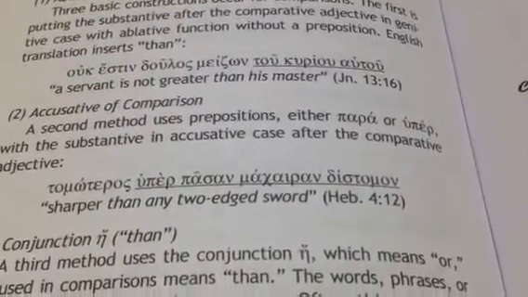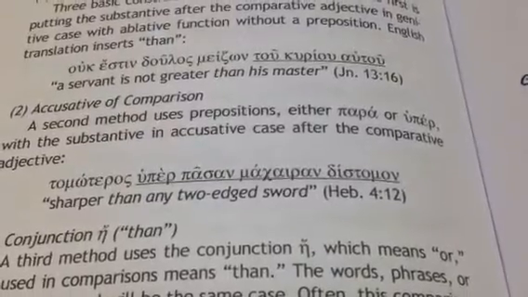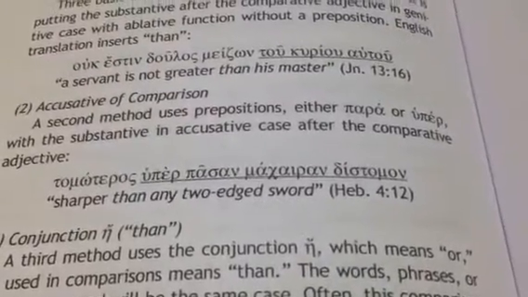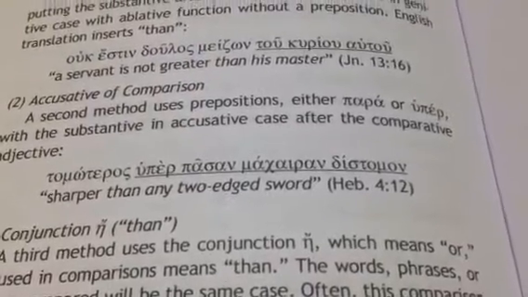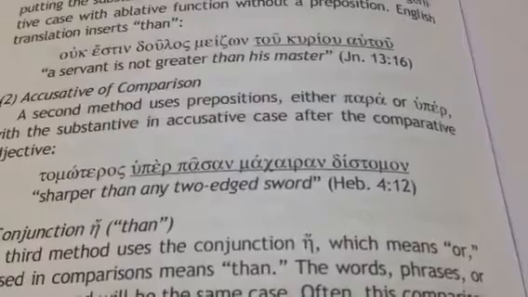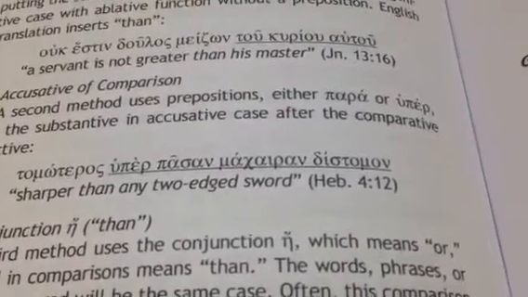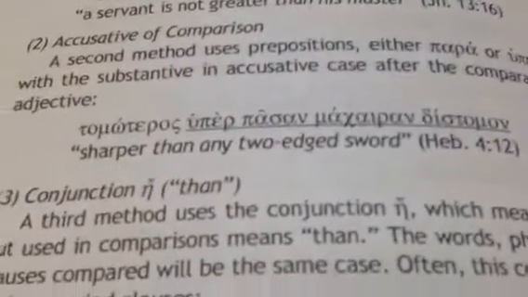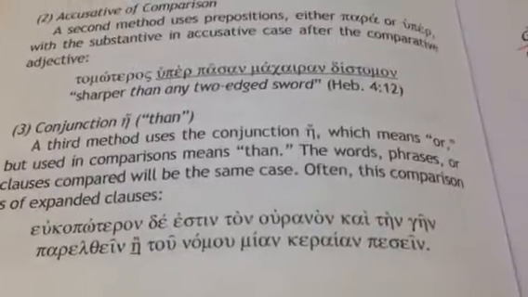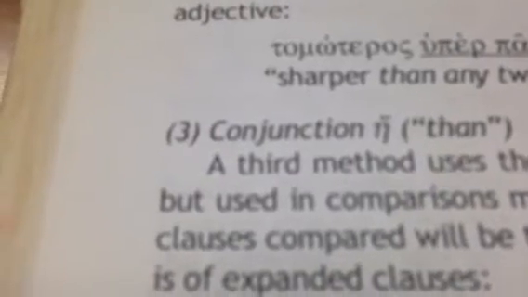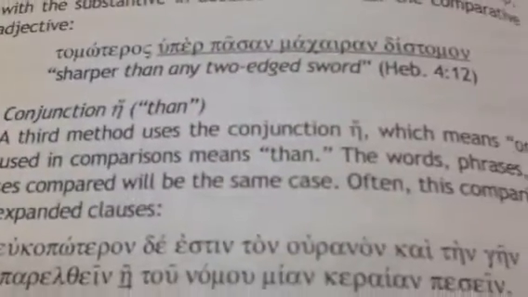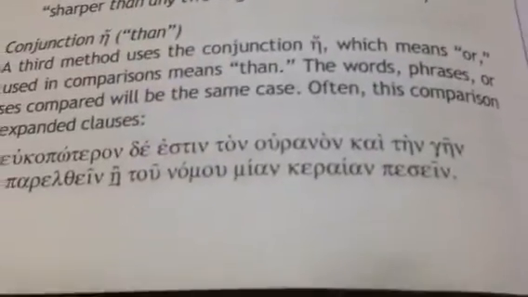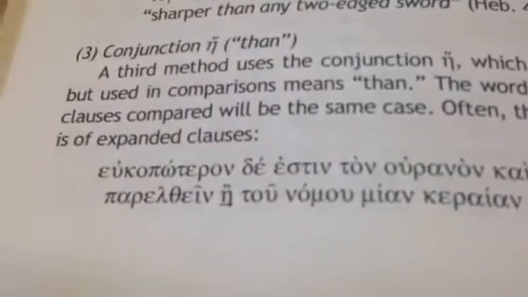This can also be done in the accusative, but in that case you will need the assistance of a preposition, either para or huper. So huper, sharper than, notice that it has the hyper. And then pasan machairan distomon, so the two-edged sword, and we provide the than. You can also set up a comparison with the eta here, and notice that the eta has a smooth breathing here, and so that would then create the idea of than, setting up a construction. And you see this here, it has it within the Greek language there.